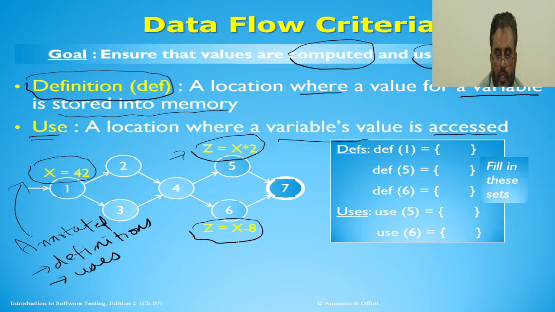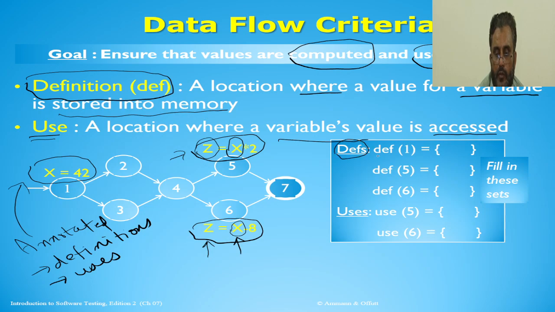On node 6, variable x is again being used. It was defined on a previous node, some earlier node. It is being subtracted, and this new value is being stored into a variable called z. So here the variable z is being defined and the variable x is being used, and the same is the case with node 5. Here variable x is being used and variable z is being defined, or given a new value. So we use these notations, defs.